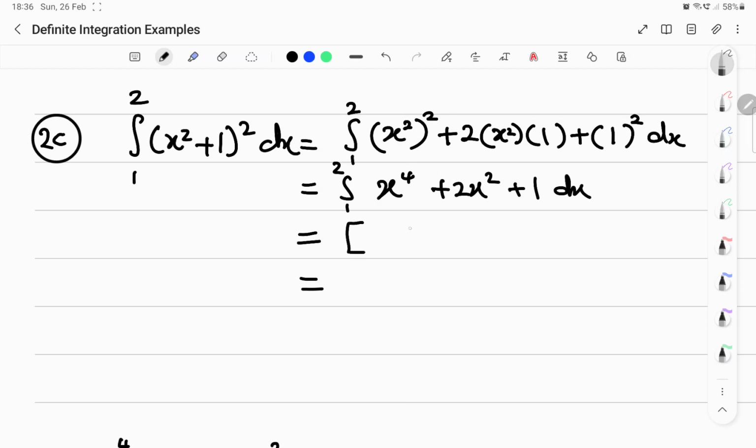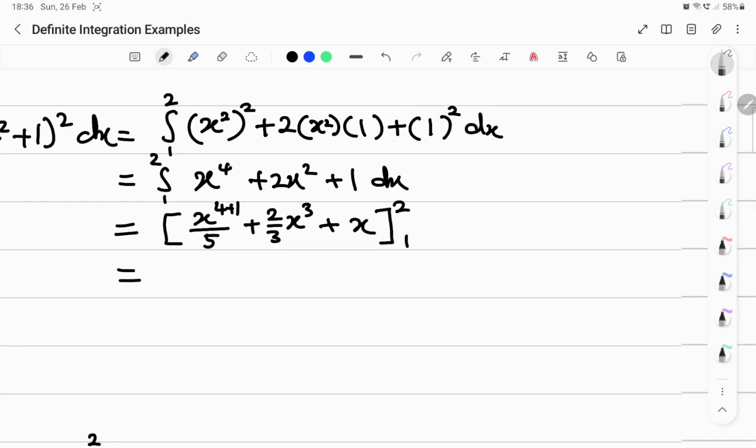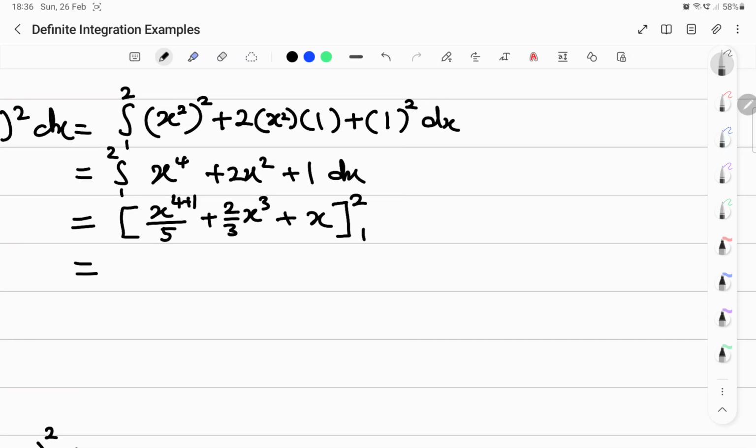Now we can integrate in peace. So x power 4 plus 1 over 5 plus 2 over 3 x power 3, and then plus x. And then write the limit over here. What we should do next is to replace everything by the upper limit first, then the lower limit.